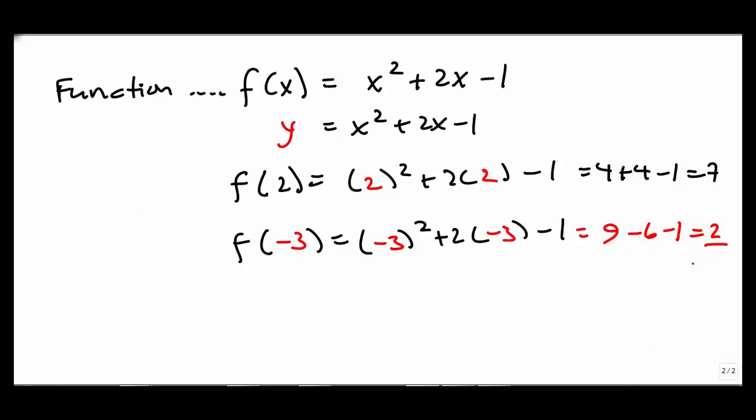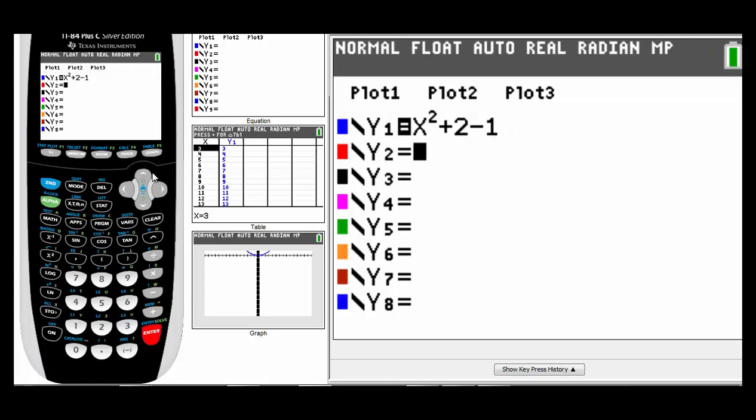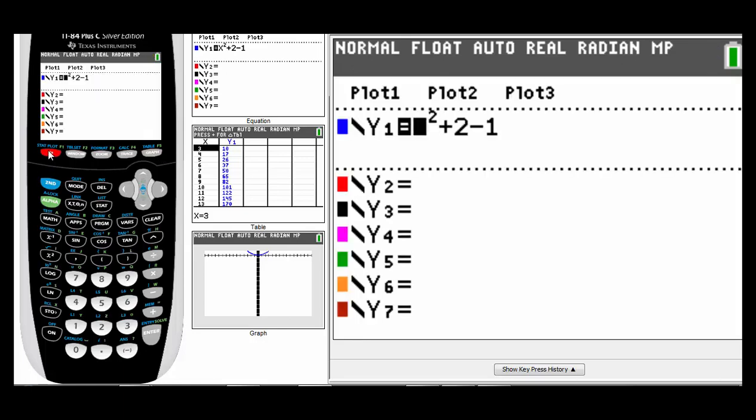Now I could also look at this in terms of graphing. I could look at x squared plus 2x minus 1 in a graph. So you could grab your graphing calculator and hit your y equal key. And again, I have x squared plus 2x minus 1. Now we can look at this and see what the graph looks like. I think I have a mistake there. Yes, I forgot my 2x. X squared plus 2x minus 1. So let's go ahead and look at the graph.